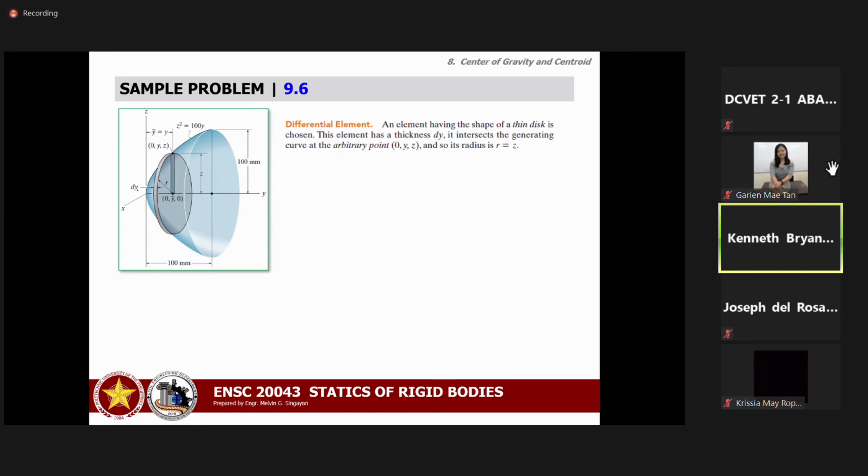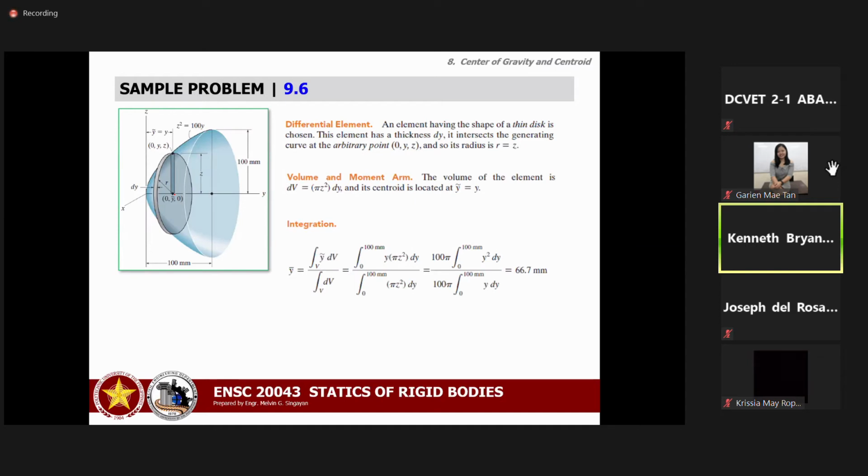Now, for the volume and moment arm, the element dV is equal to pi z squared dy. It should be pi r squared dy, but since r is equal to z, based from this arbitrary point, dV is equal to pi z squared dy, and its centroid will be located at y curl, which is equal to y also. So y curl is equal to y. So apply integration.